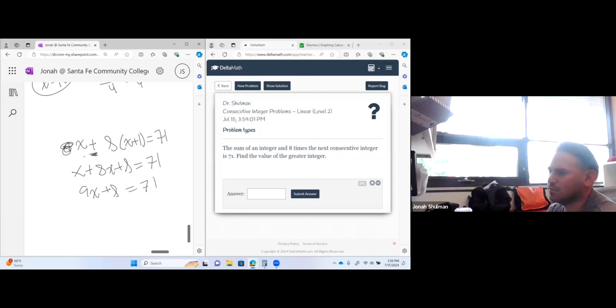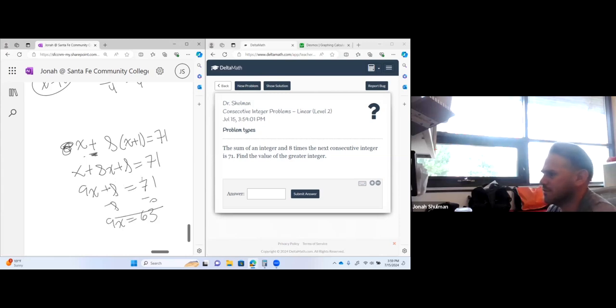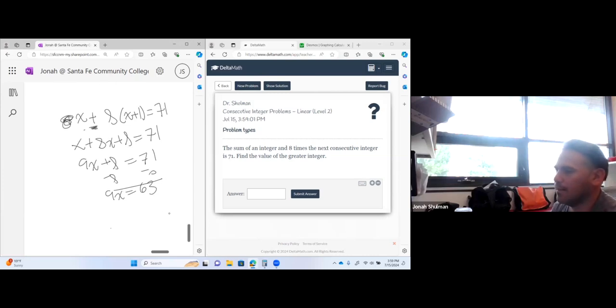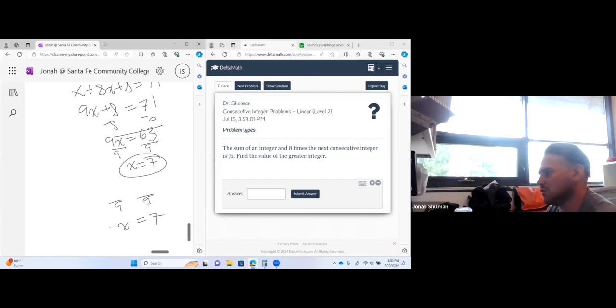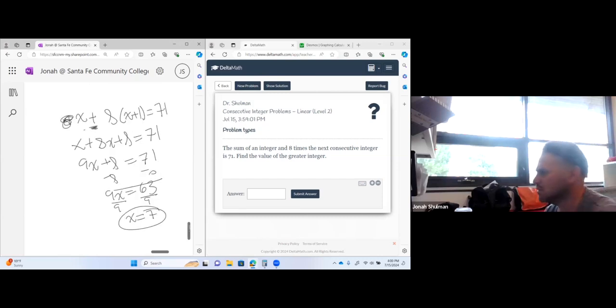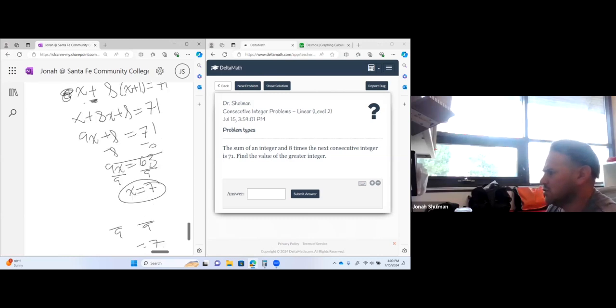Subtract 8 from both sides. 9x equals 63. We divide both sides by 9, and we're left with x equals 7. But that's not the answer. We want the bigger one. We have x equals 7, but we need the greater integer.